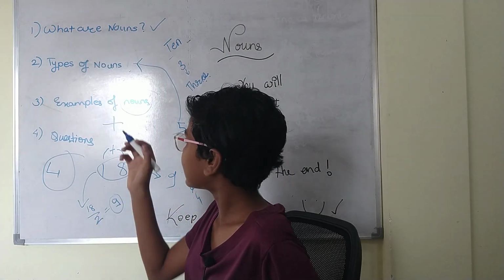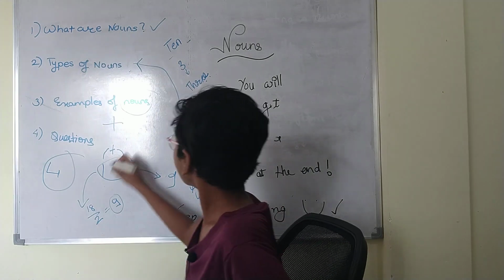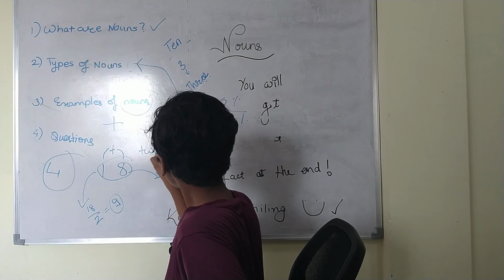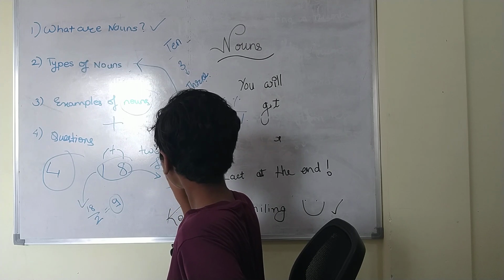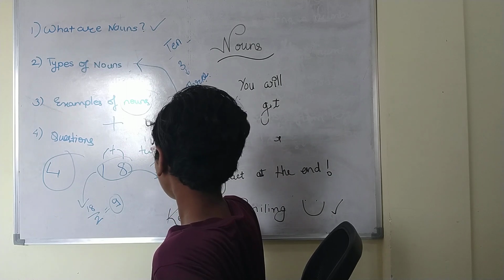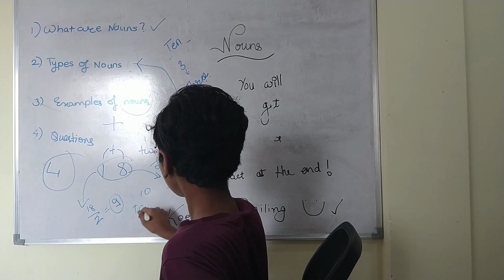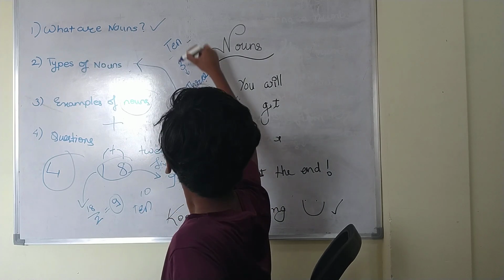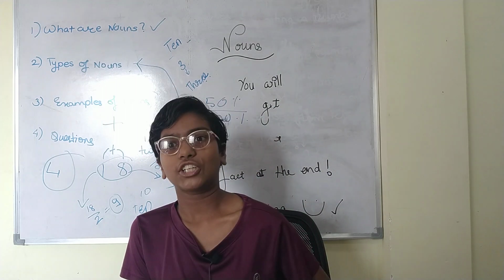And if you take any number, suppose let's take 25. One, 2, 3, 4, 5, 6, 7, 8, 9, 10. TEN has 3 letters, and here again it came to 4. You can try this with other numbers.